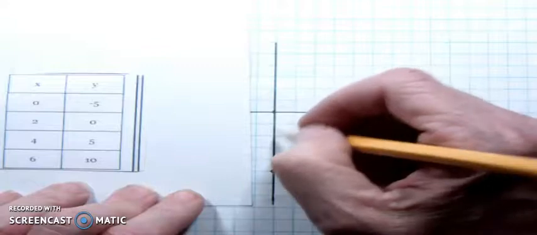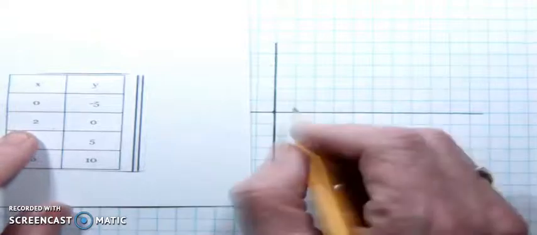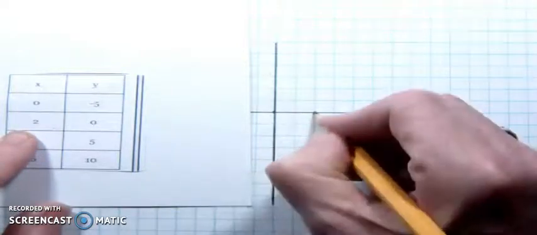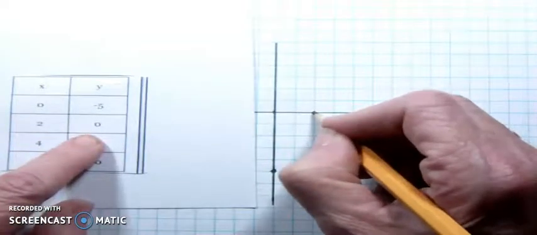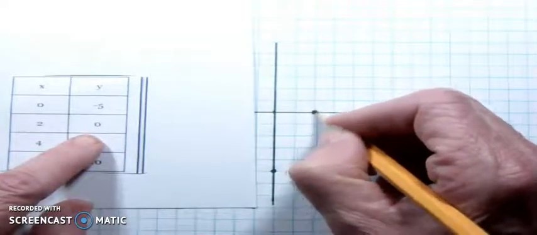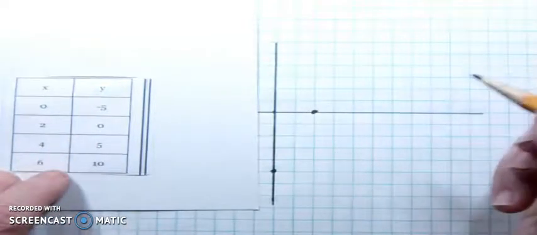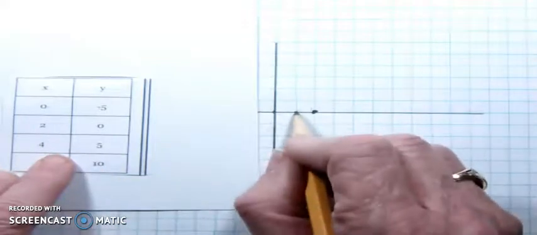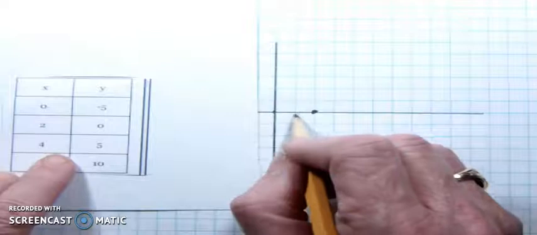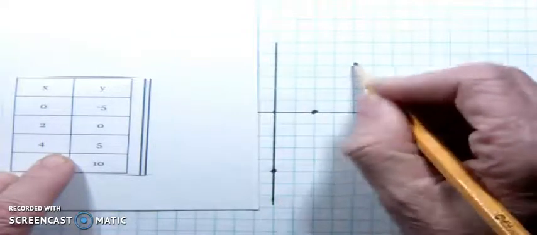Then the next value is 2, 0. Well, the 2, since it's an x value, is telling me I'm going to be moving left or right. So I'm going to go 2 to the right because it's positive. And 0 means I'm not going to go up or down. I'm just going to stay right there. So that's my second point. My third point is 4, 5. So I'm going to go over 4. 1, 2, 3, 4. And up 5. 1, 2, 3, 4, 5.